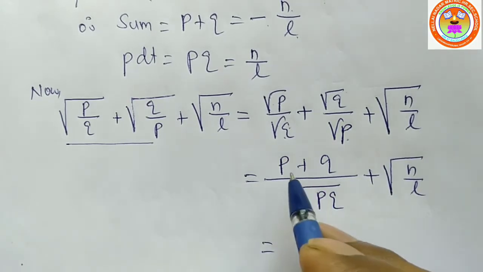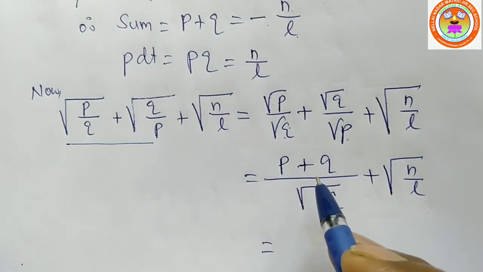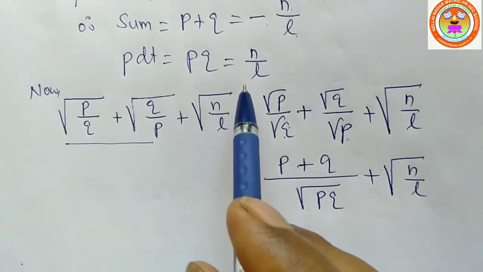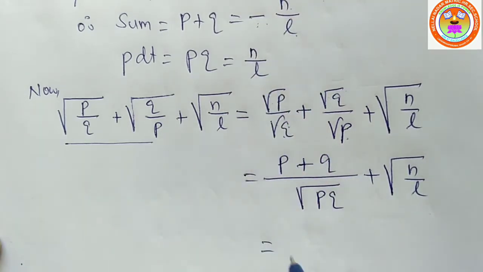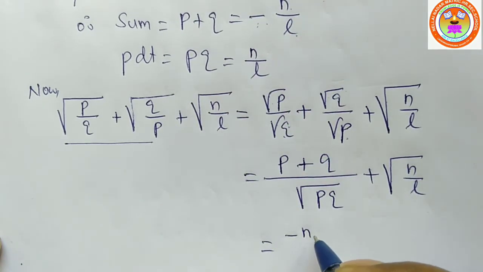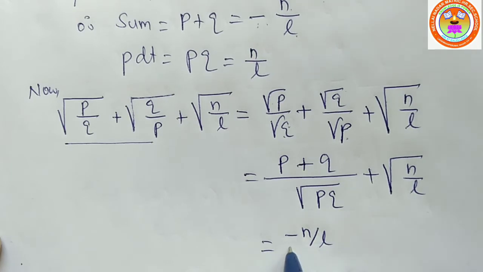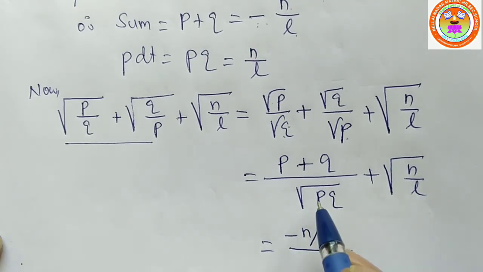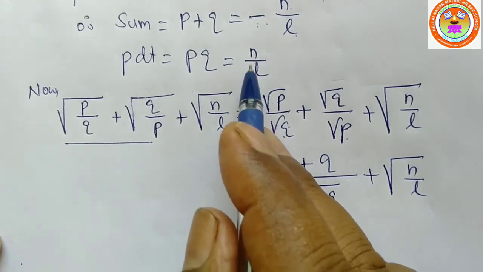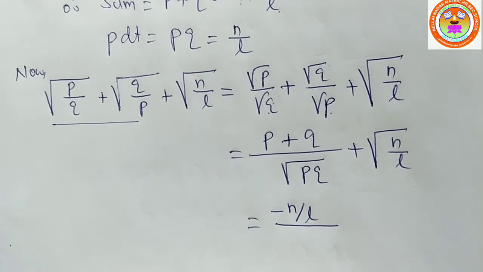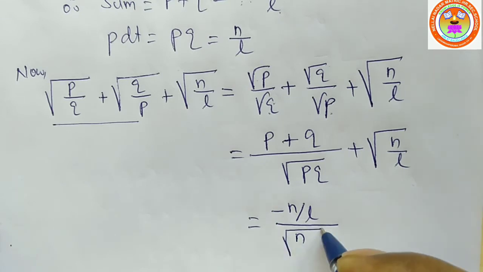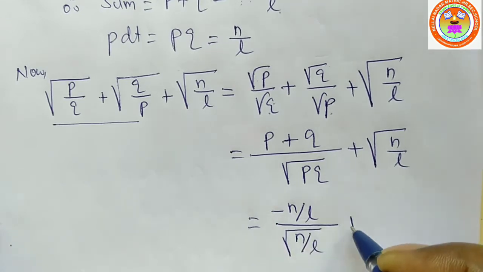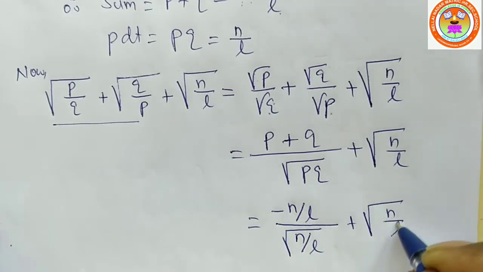But the value of P plus Q we know very well. What is P plus Q? See, P plus Q is equal to minus N by L. So, minus N divided by L, the whole divided by root of PQ. Root of PQ is root of N by L. So root of N by L plus root of N by L.